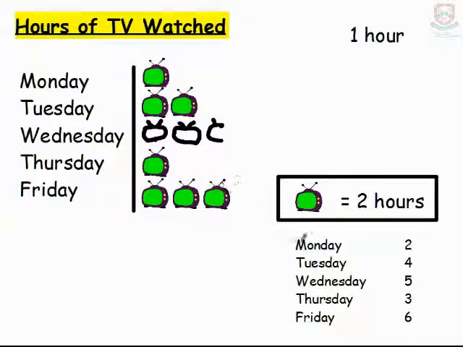Thursday, same thing. We're supposed to have 3 hours, but the TV screen only represents 2. So what do we have to add on? Well, we want 1 more hour, which is half of our picture.